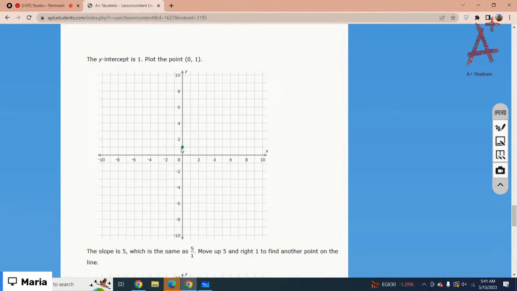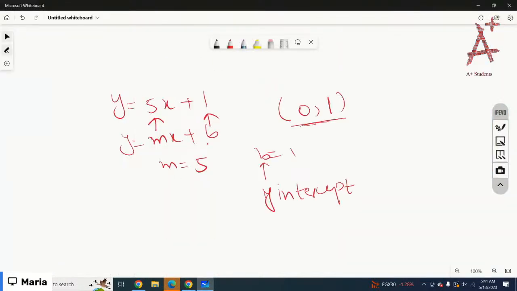Now you have to look at the slope. The slope of the graph is 5. It doesn't have any denominator, that means it has the denominator 1. So it would be m equals 5 over 1, which means you have to move up 5 points and move right 1 point. Got it? The numerator means you have to move up 5 points and then move right 1 point.